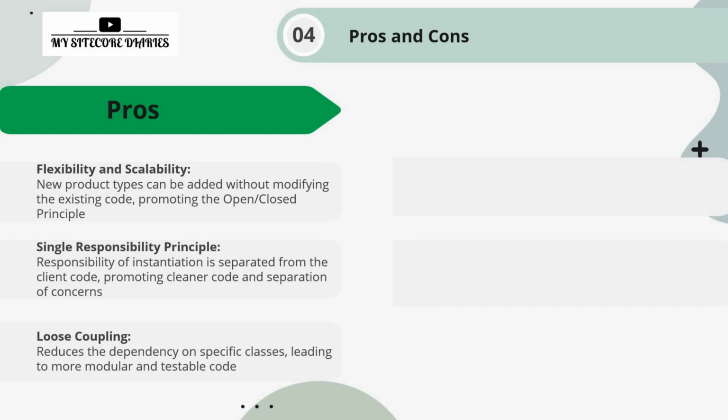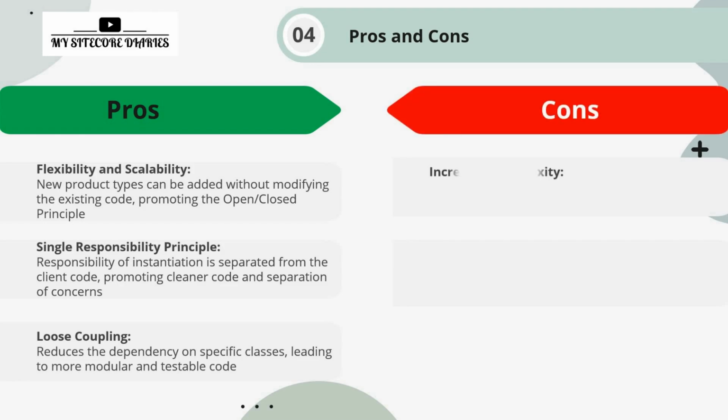Loose coupling reduces the dependency on specific classes, leading to more modular and testable code. So it will be more modular and testable code. So these are the three pros of the factory method: flexible and scalable, it follows single responsibility principle, and there is loose coupling. What are the cons?